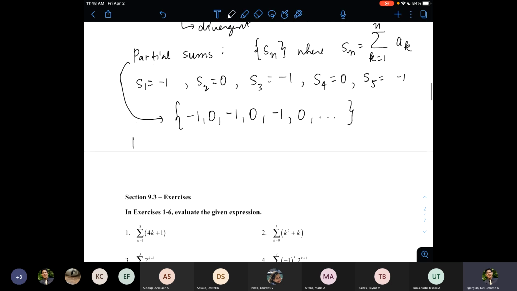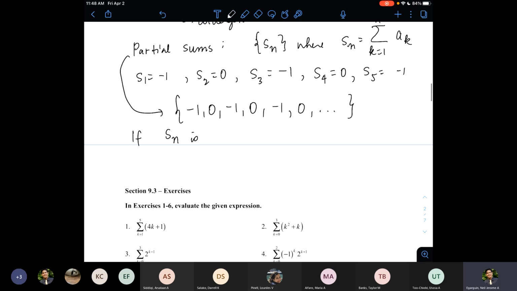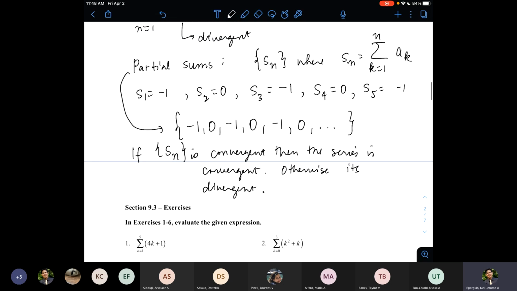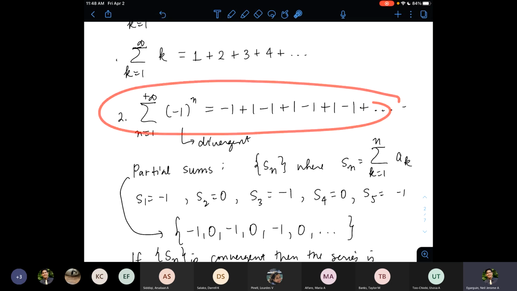And here's our formal definition. So if the sequence of partial sums is convergent, then the series is convergent. Otherwise, it's divergent. So in this case, the sequence of partial sums is this guy. And I hope by now it's clear that this is divergent, right? Because we don't know what will happen towards infinity. Will we go to -1 or will we go to 0? Actually, we won't approach any of those values because they will just keep on oscillating or alternating in the end of the list. So the sequence of partial sums is divergent. So the series is divergent. So this is also divergent.